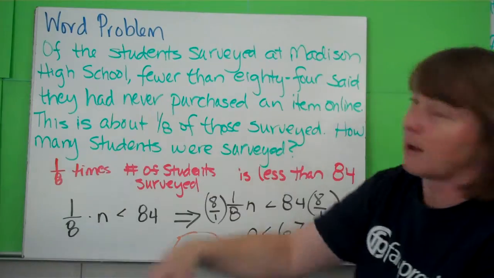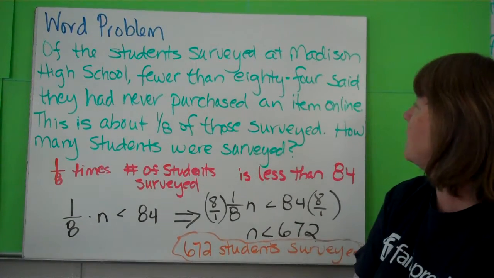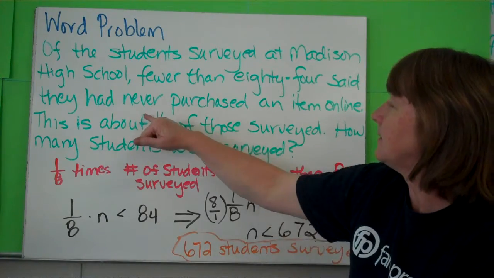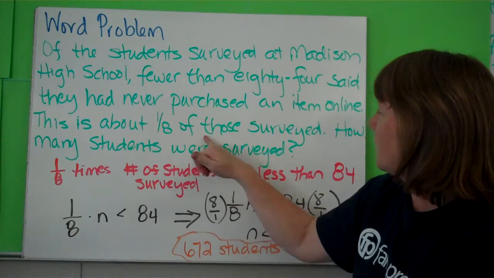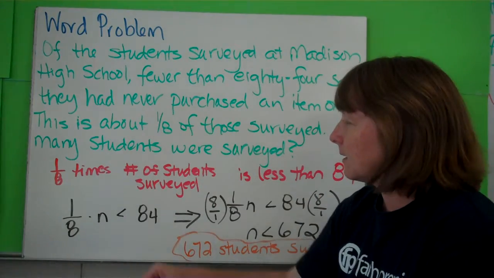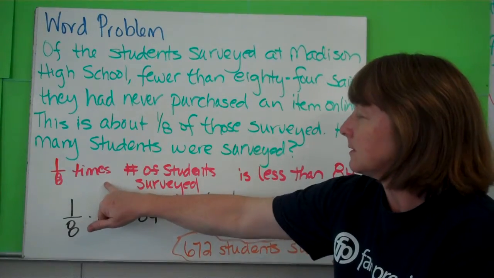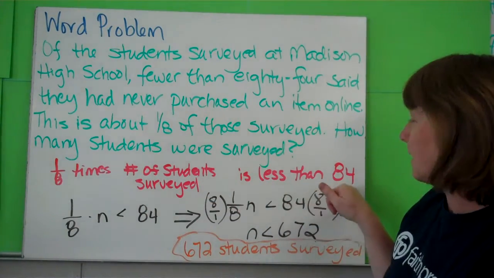Let's look at a word problem. Of the students surveyed at Madison High School, fewer than 84 said they had never purchased an item online. And this is about 1/8 of those surveyed. So how many students were surveyed? If we look at it in words, 1/8 times the number of students surveyed is less than 84.